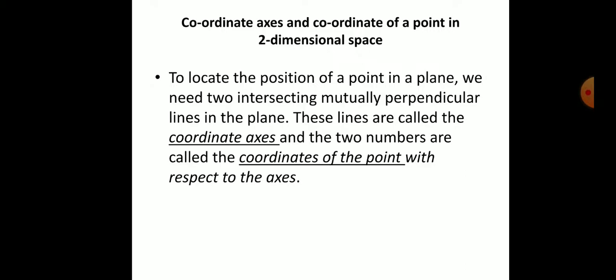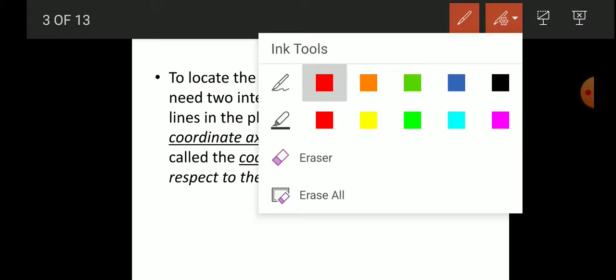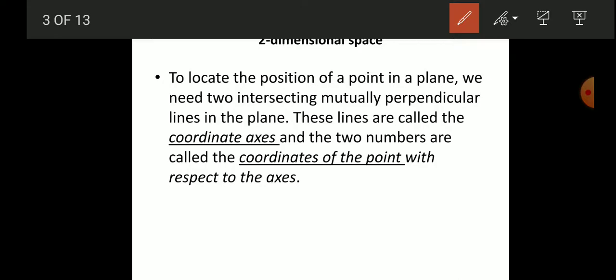Coordinate axis and coordinate of a point in two-dimensional space. To locate the position of a point, we need to intersect mutually perpendicular lines in the plane. These lines are called coordinate axis. That means here we require two mutually perpendicular lines. These are known as coordinate axis. And the two numbers are called coordinates of a point with respect to the axis.